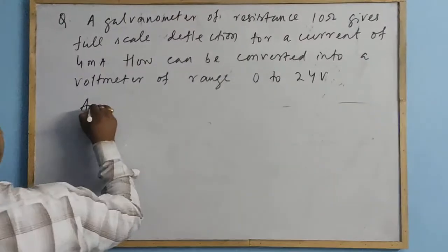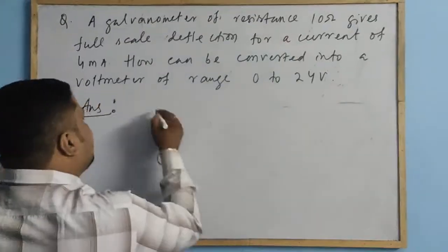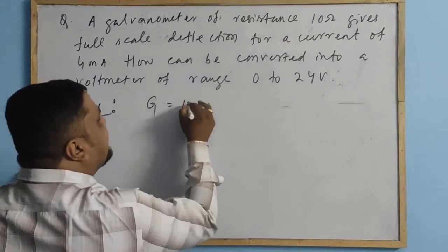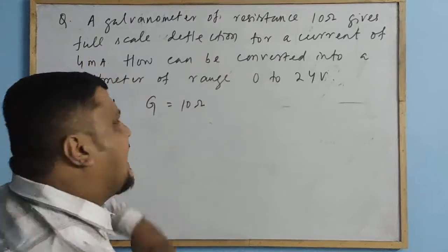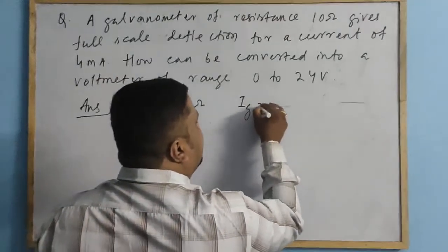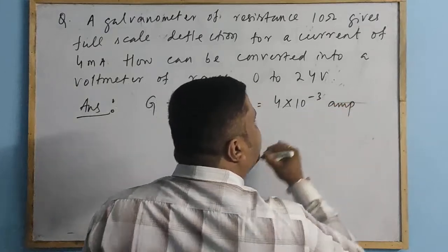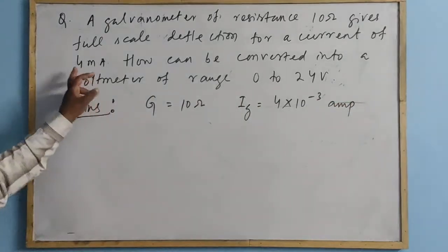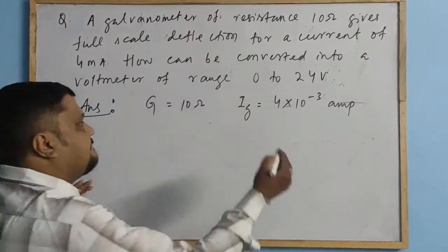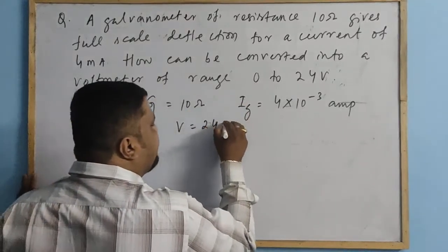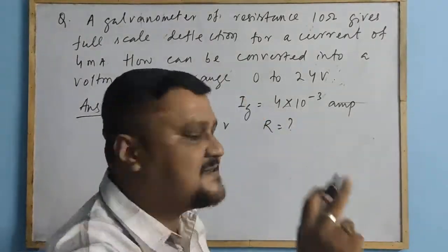Very simple. What is given here? Galvanometer resistance, generally we take capital G, 10 ohm. It gives full deflection for a current of 4 milliampere, Ig. Galvanometer current is 4 milliampere. Clear? How can you convert it into a voltmeter of range 0 to 24 volt? The 24 volt, then what should be the R? And the R should be connected in series.